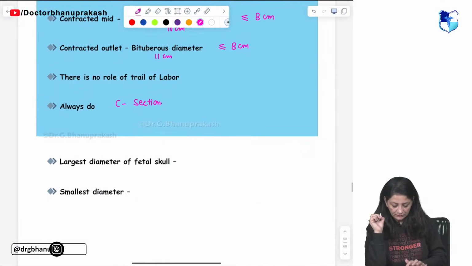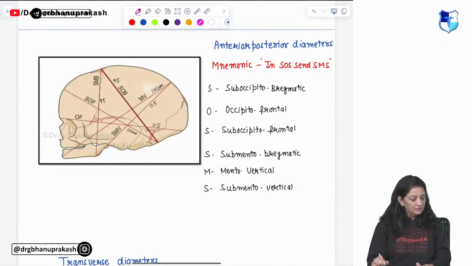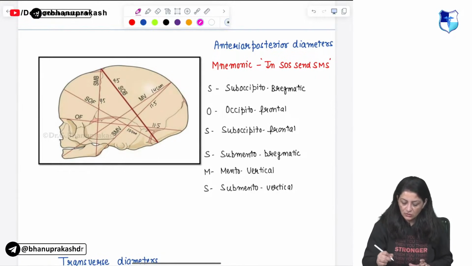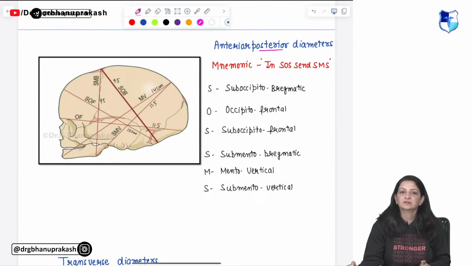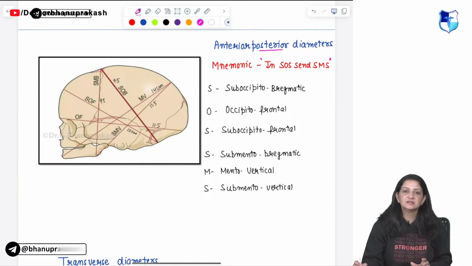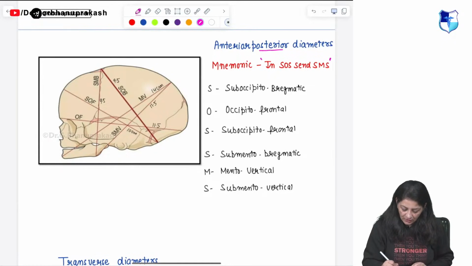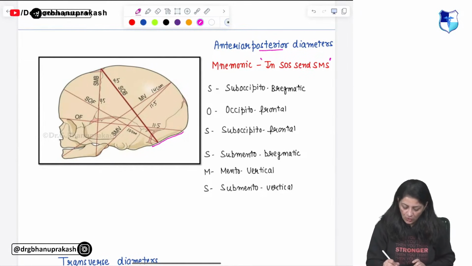Okay, now these are the diameters of the fetal skull. First of all, the anteroposterior diameters. Just remember the mnemonic: in SOS, send SMS. SOS means this area, the occiput. Let's talk about the diameters from the occiput.